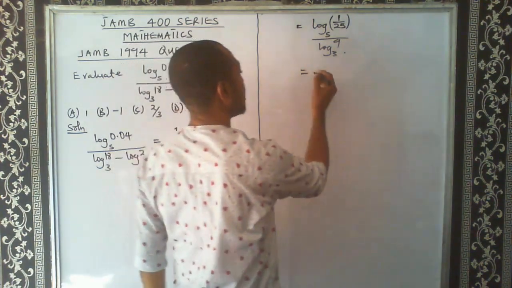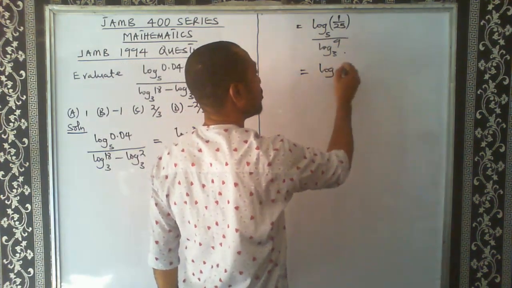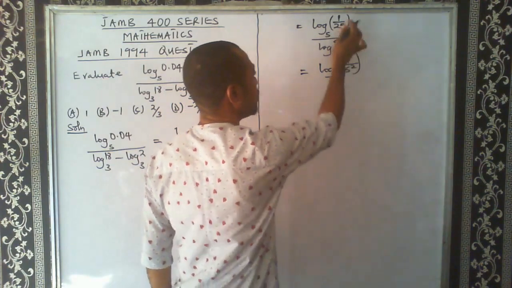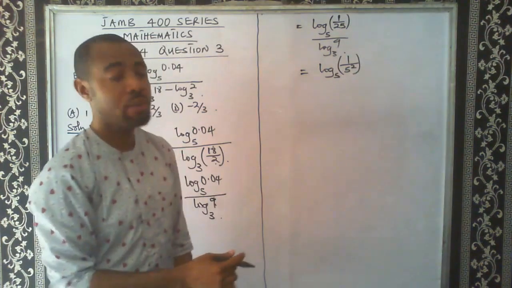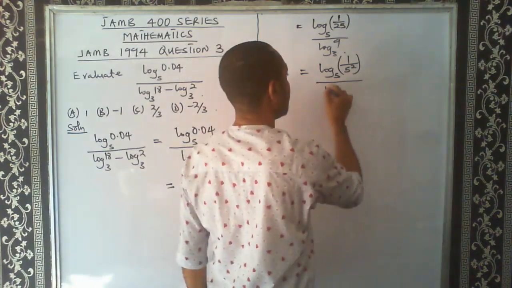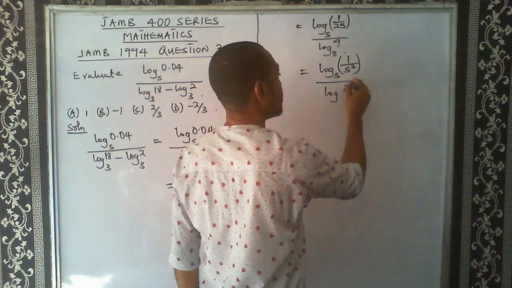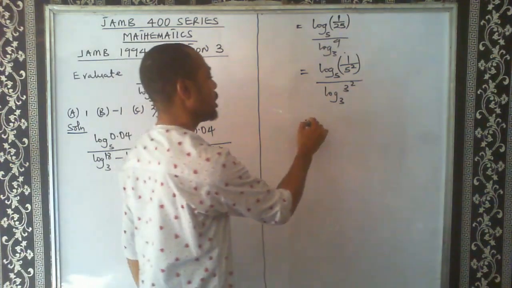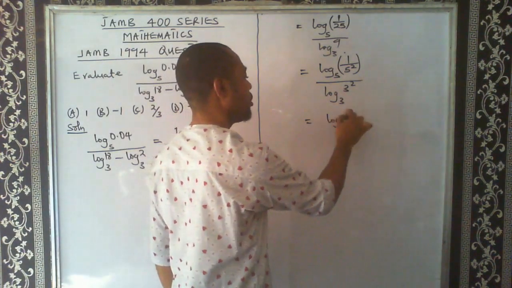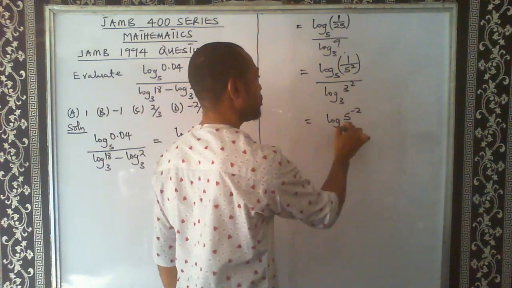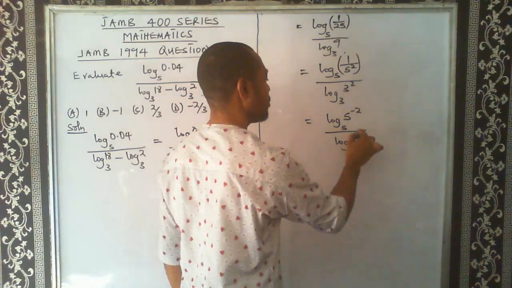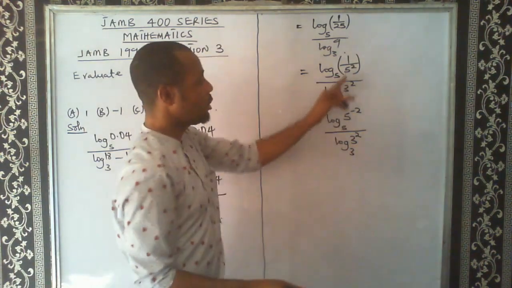So we can actually write this as log 5 over 1 over 5 raised to power 2, because 25 is 5 raised to power 2, divided by log 3 raised to power 2 base 3. Then we can move further again to have log 5 raised to power minus 2 in base 5, all upon log 3 raised to the power 2 in base 3. How did we arrive at this?